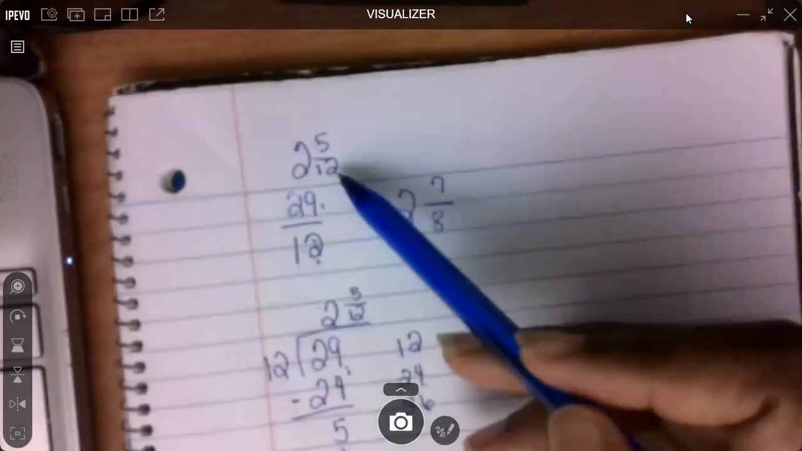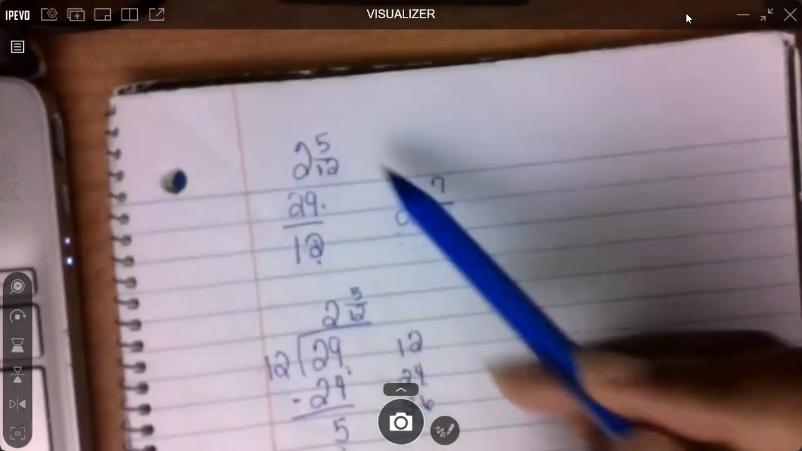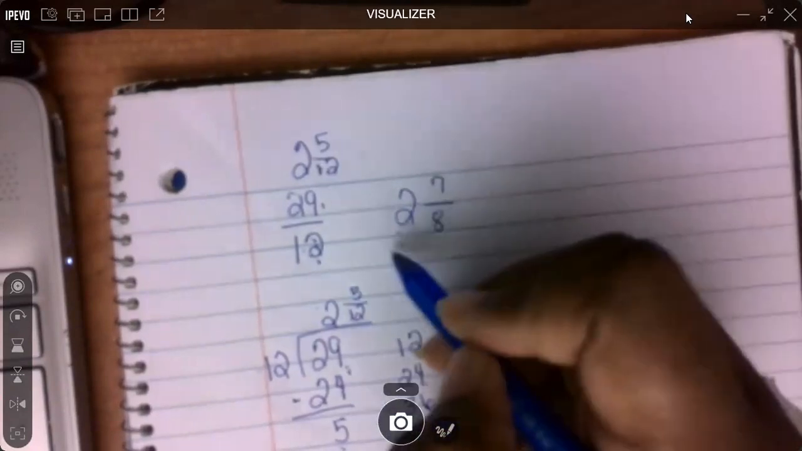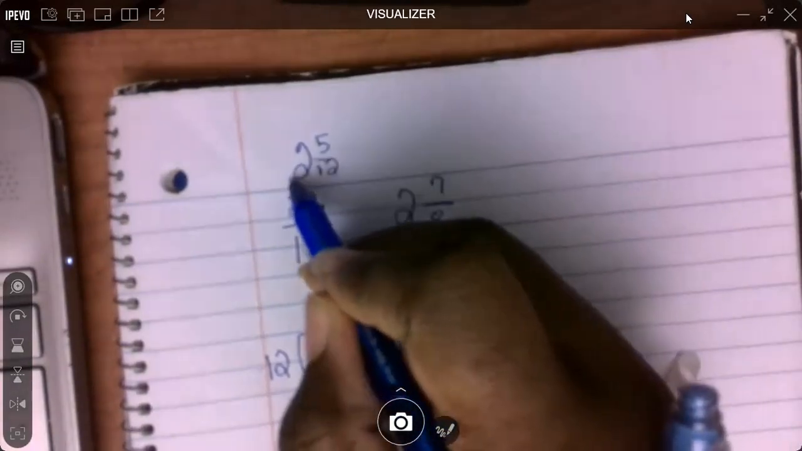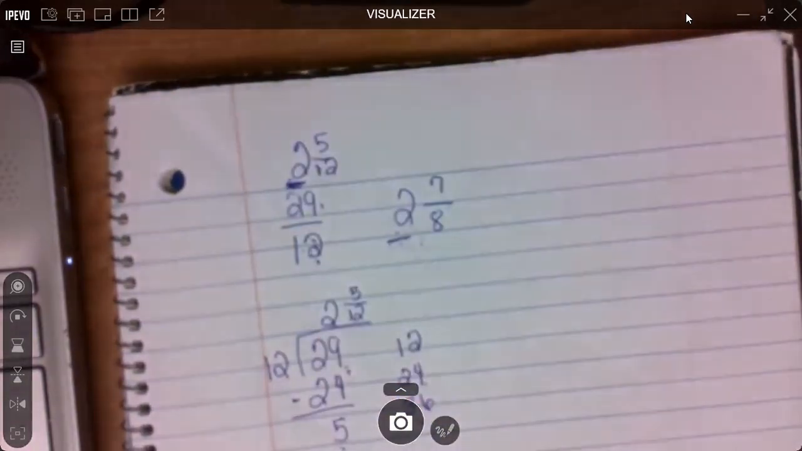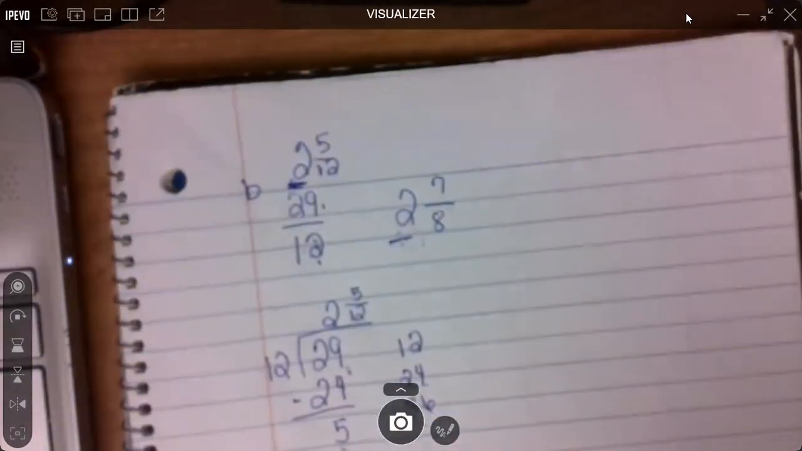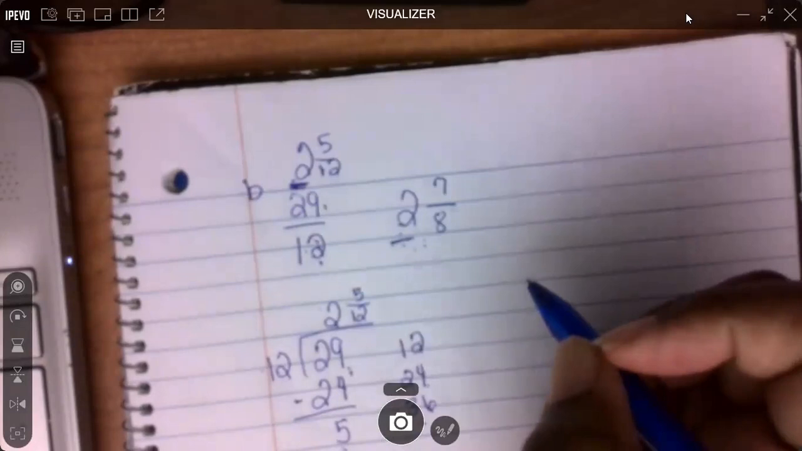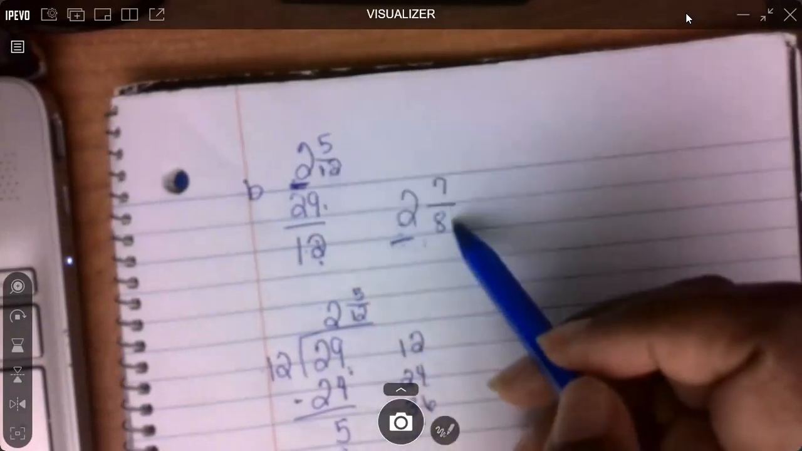Now, can I compare a mixed number to a mixed number? Yes. When I compare, I always start with my whole numbers. And we know this is B. I didn't write it to the side, but number 1B. So I'm going to compare 2 and 2. Can I figure out which one is greater? No. So that means I need to compare my fractions.